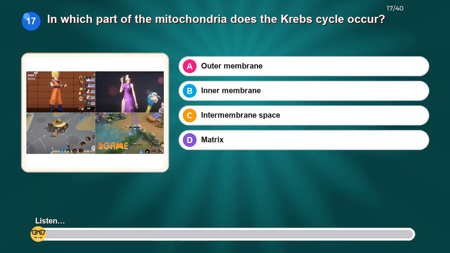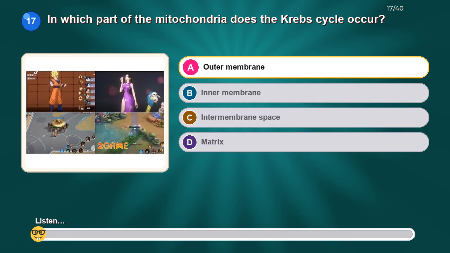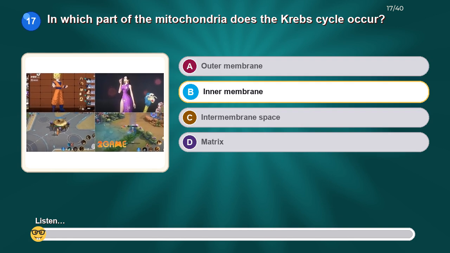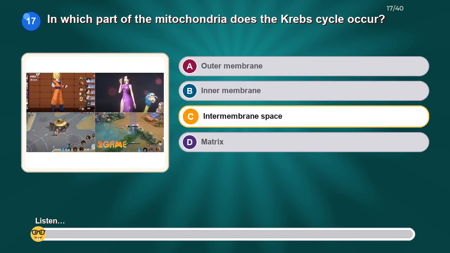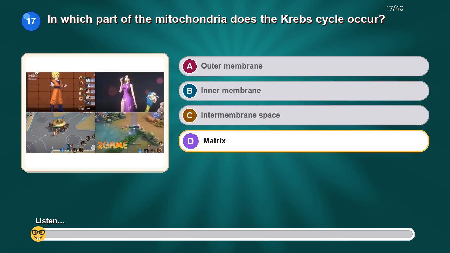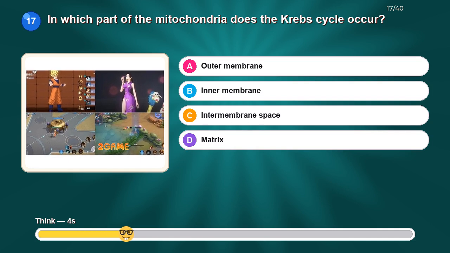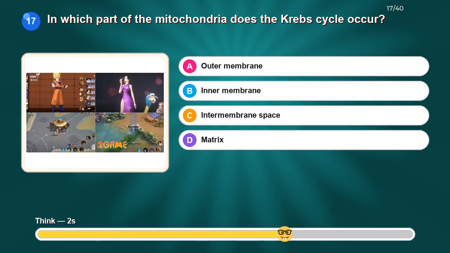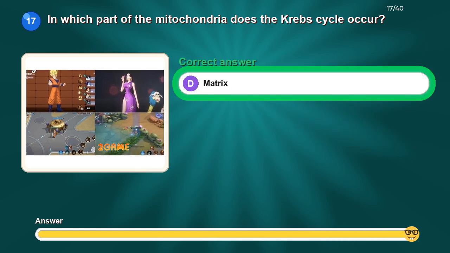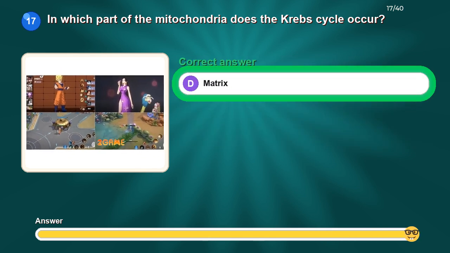In which part of the mitochondria does the Krebs cycle occur? Option A, outer membrane. Option B, inner membrane. Option C, intermembrane space. Option D, matrix. The correct answer is matrix.